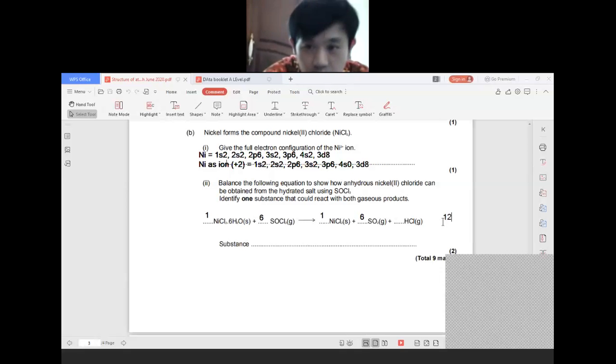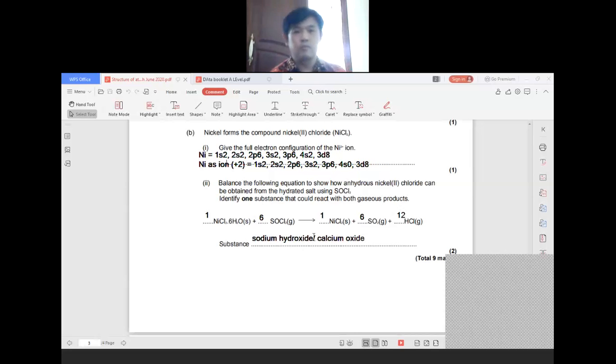Oh, sorry, why HCl over there? HCl here 12. So this is the equation, and then what is the substance that can absorb these two gases, sulfur dioxide and HCl? It is sodium hydroxide or calcium oxide. So these two can absorb.